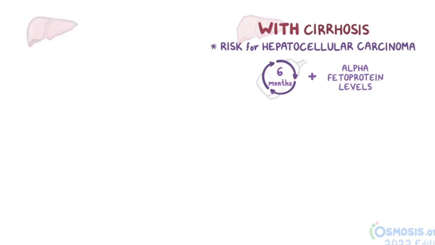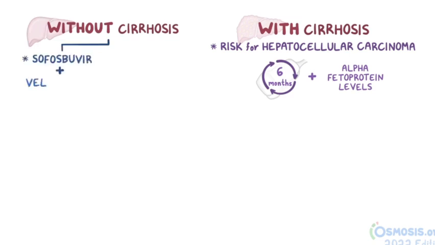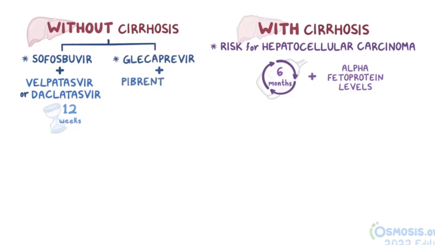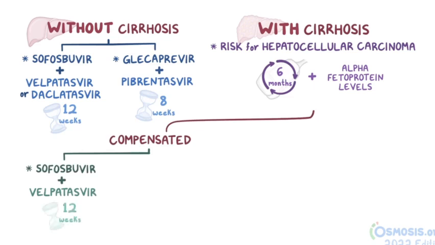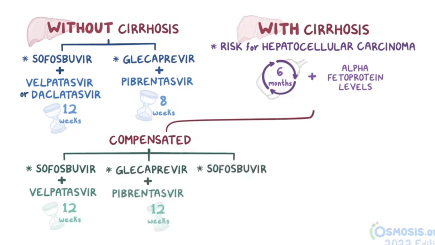Treatment of hepatitis C in individuals without cirrhosis can be initiated using either sofosbuvir coupled with either velpatasvir or daclatasvir for 12 weeks, or by using glecaprevir and pibrentasvir for 8 weeks. In individuals with hepatitis C with compensated cirrhosis, sofosbuvir and velpatasvir can be used for 12 weeks, or glecaprevir and pibrentasvir can be given for 12 weeks, or sofosbuvir and daclatasvir can be given for 24 weeks.